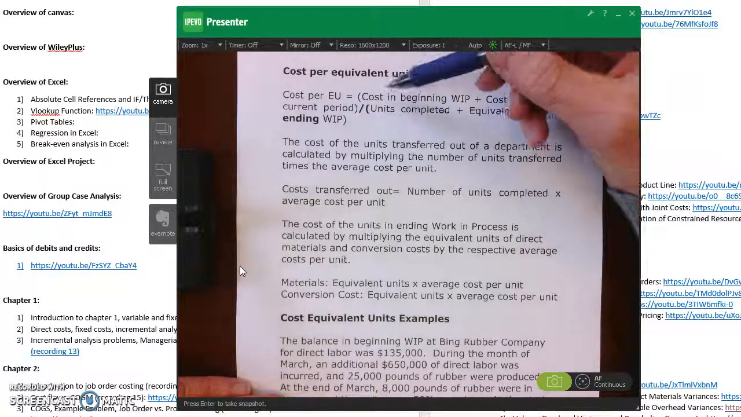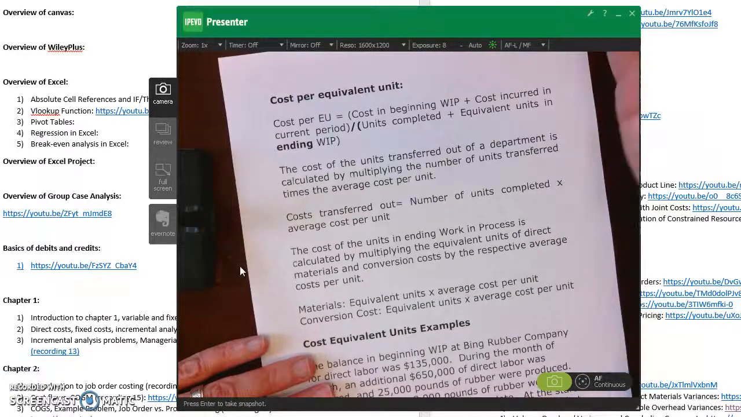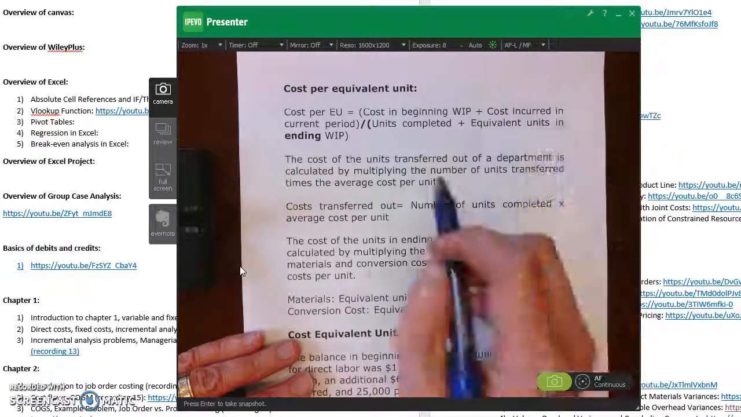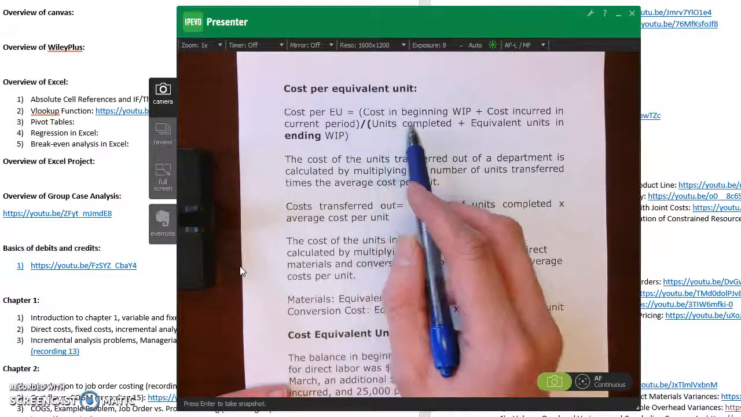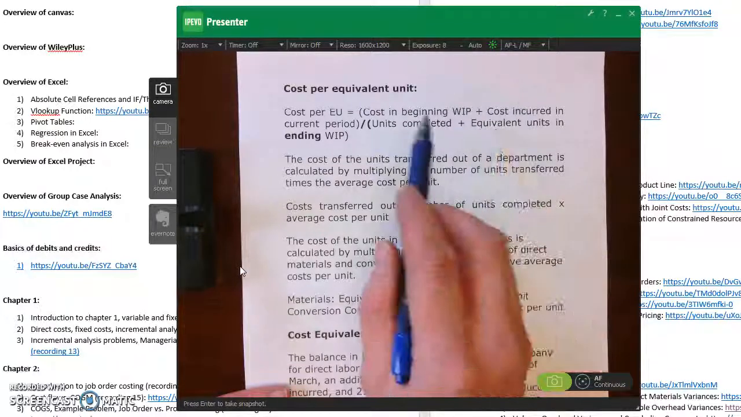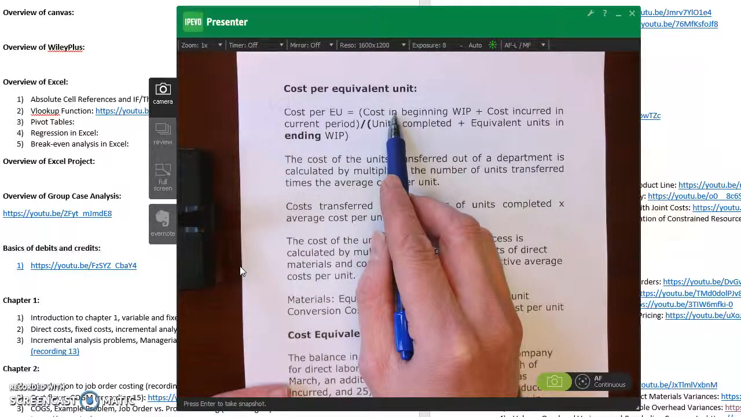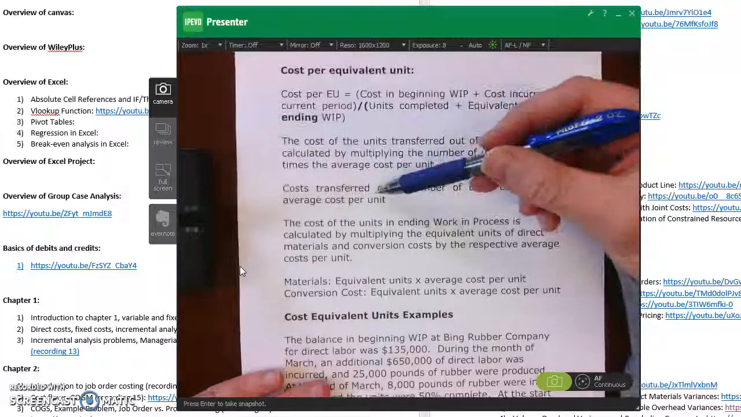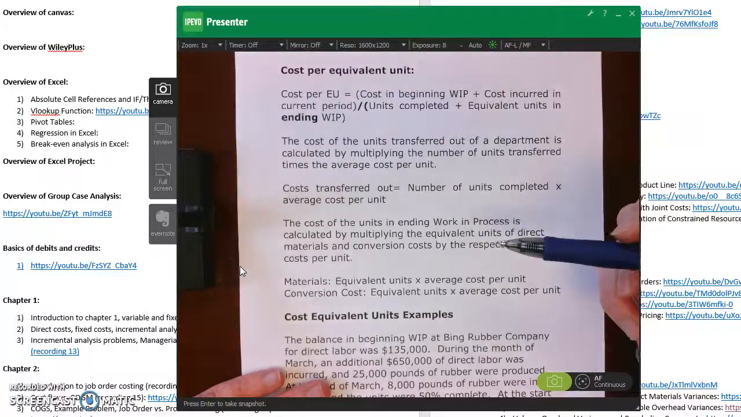Now, in the numerator, let me back up. Remember, the way to calculate an average is total production cost divided by total units, right? And when I say total units in the denominator, I mean the equivalent units of production: the units completed plus the equivalent units in WIP. The numerator, the total production cost, is equal to the cost in beginning WIP plus the costs incurred in the current period, okay? Then the cost of the units transferred out is going to be equal to the number of units completed times that average cost per unit, okay?